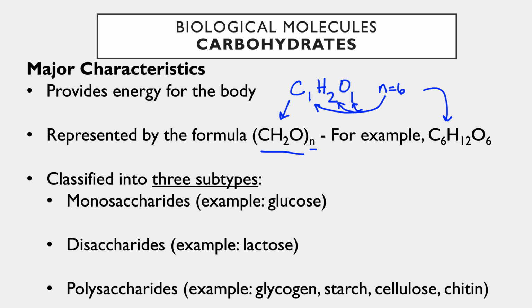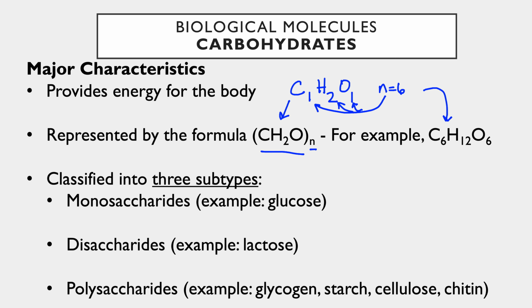Now, carbohydrates can be classified into 3 subtypes based on the number of simple sugars present in the molecule. Monosaccharides only have 1 sugar molecule, and we call that a monomer. Disaccharides have 2 sugars, and we call that a dimer. And polysaccharides have many sugar molecules, and we call those polymers.